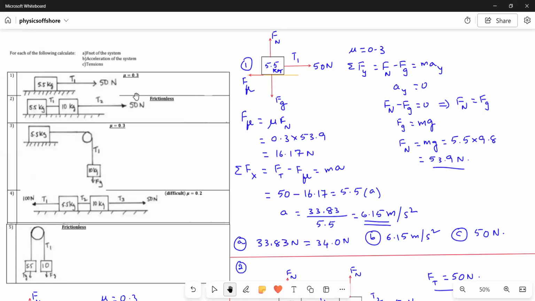This worksheet consists of 5 questions, and all 5 questions are based on the tension force. Now let us start working on these small questions.